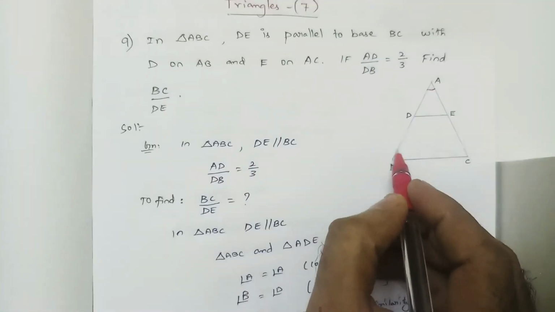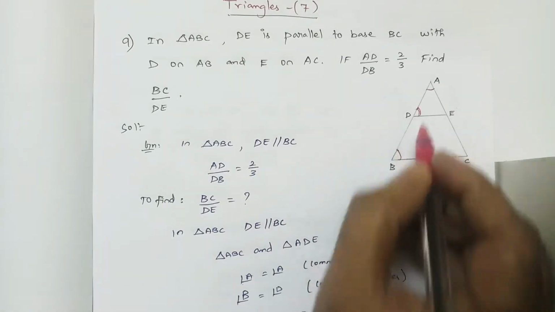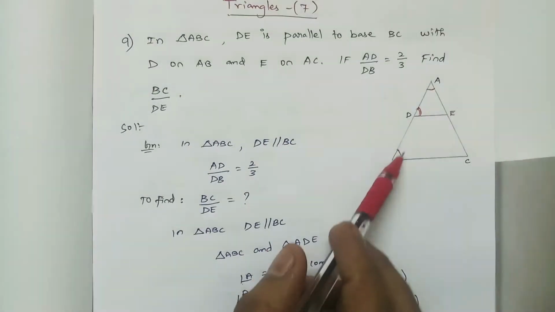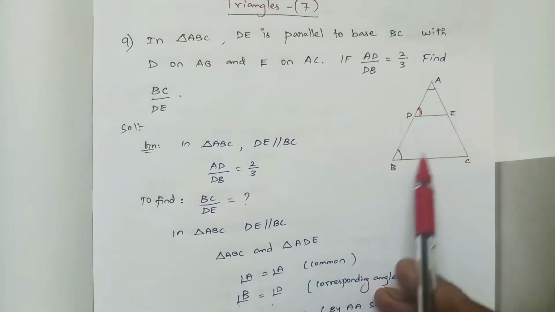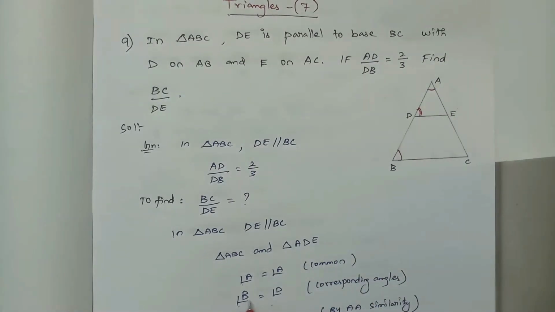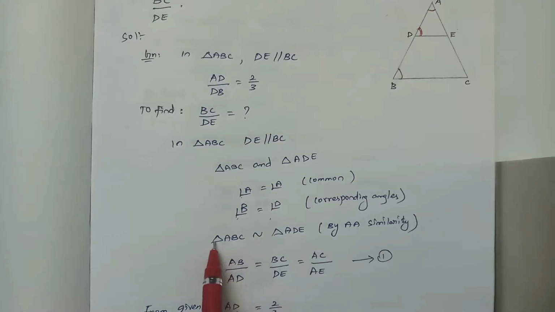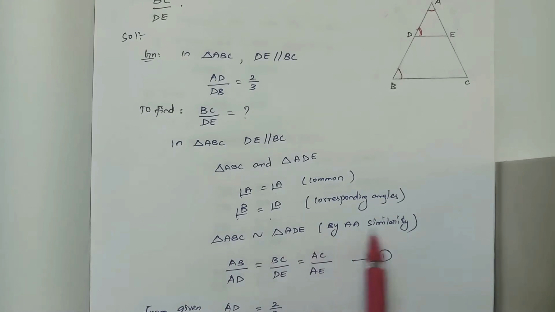And angle B is equal to angle D. These are corresponding angles, as they said DE is parallel to BC. Therefore, triangle ABC is similar to triangle ADE by AA similarity. If these two triangles are similar, then the sides are proportional.